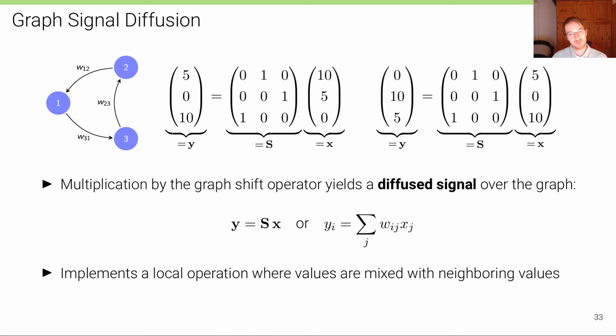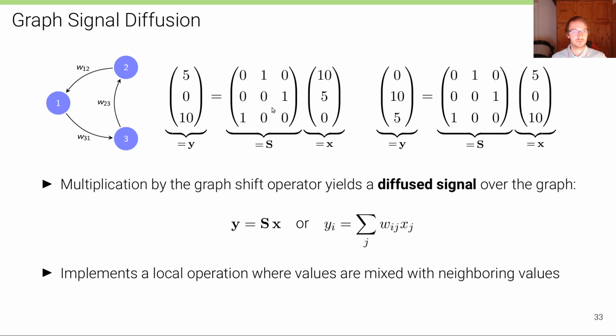The multiplication of X with the graph shift operator S yields a diffused signal over the graph. Mathematically, we write Y equals matrix S multiplied with the vector X, which is the graph signal, or we can use an element-wise notation like this. And this implements a local operation where values are mixed with neighboring values. What we see here is a very simple graph, and we have 2 examples of applying 2 different input signals and multiplying those with the shift operator.